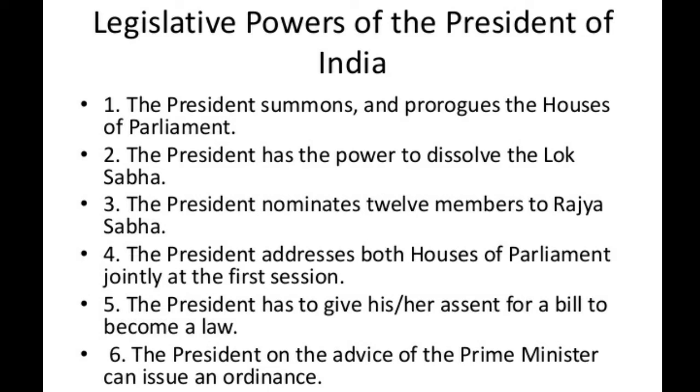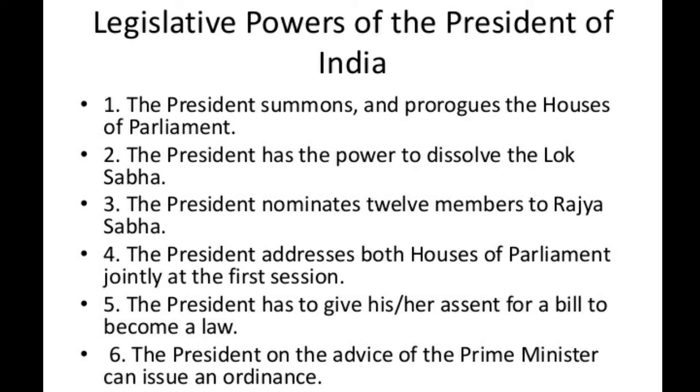So you prepare this. Otherwise, here is one more: the President addresses both the houses of Parliament, which are assembled together, for the first session after each general election. That legislative power is not mentioned here. You can add it, you can write it also. He has the power under Article 123.